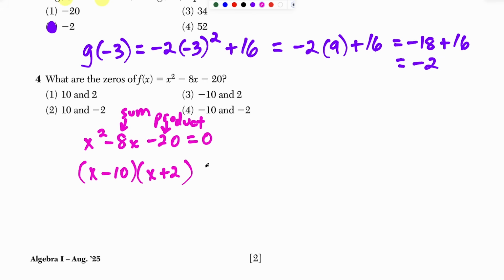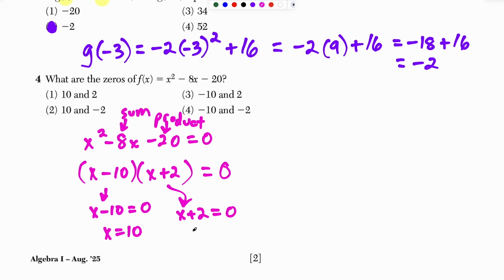Before I go forward from here, I do a quick mental check. Negative 10 plus 2 is negative 8, and negative 10 times 2 is negative 20, so I know these factors are good. When you have the product of two factors equal 0, you could set each factor equal to 0 and solve. So x minus 10 equals 0 when x equals 10, and the second factor, x plus 2 equals 0, when x is equal to negative 2. I get this just by subtracting 2 on both sides. So 10 and negative 2 are the zeros or the roots of f of x.